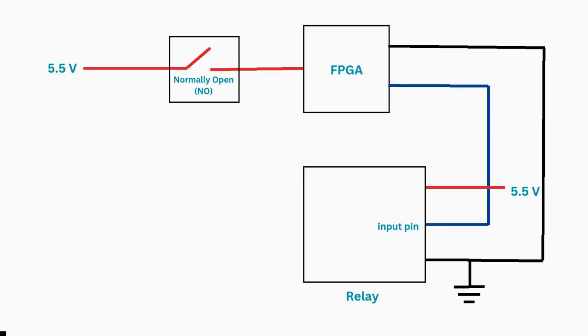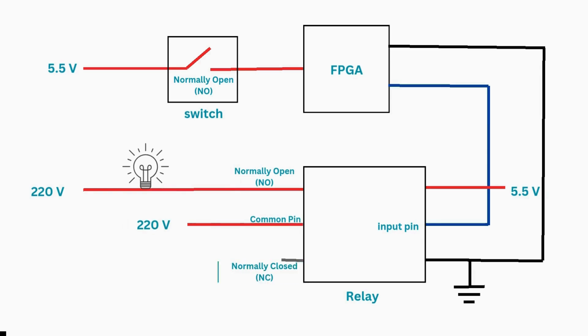The relay module requires a 5.5 volt power supply to operate, which is provided externally. On the relay module, the output terminals include the normally closed, normally open, and common pins. The LED of the push button is connected to the normally open terminal of the relay.